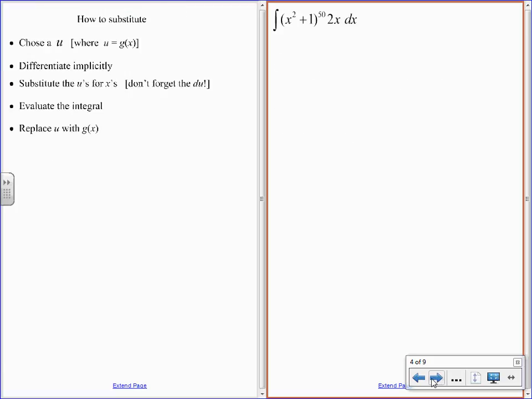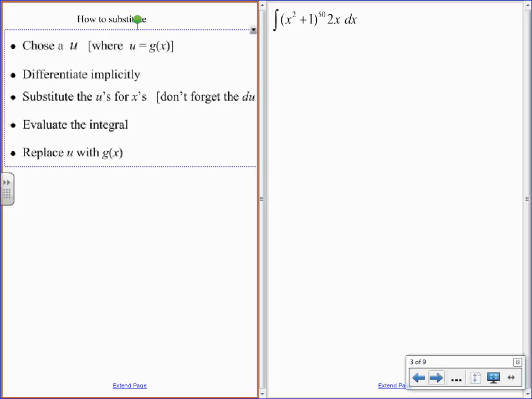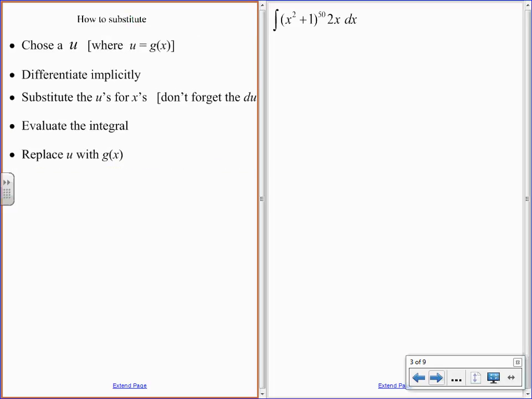So this is going to be the method that we're going to use, and I have an example. So what we're going to do is we're going to write down our steps as we do this. Does that make sense? Okay.